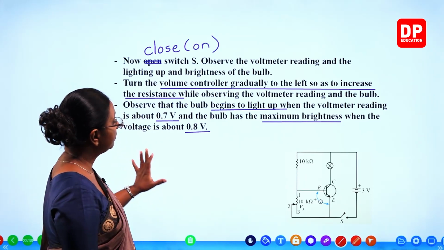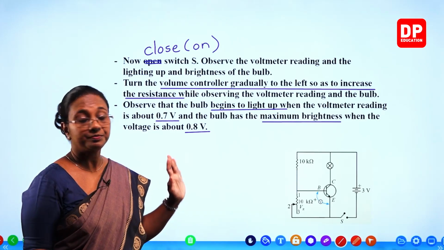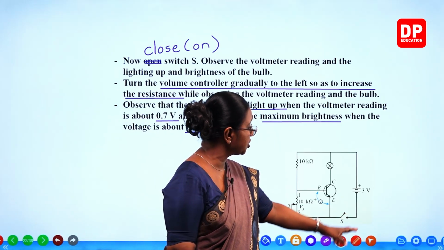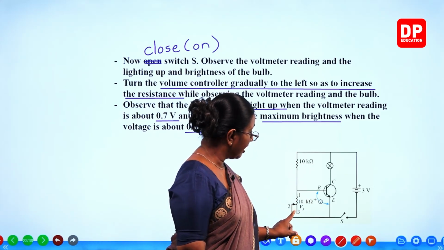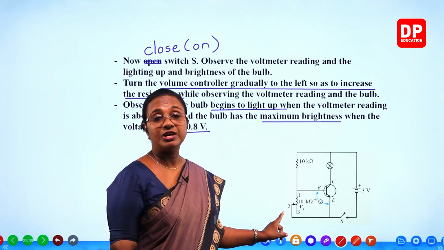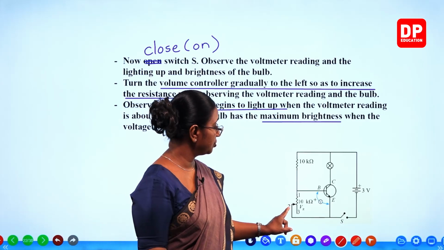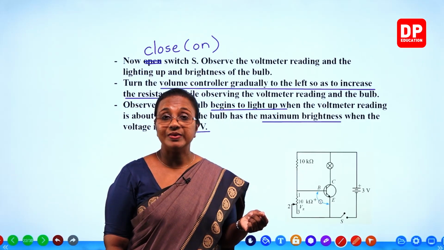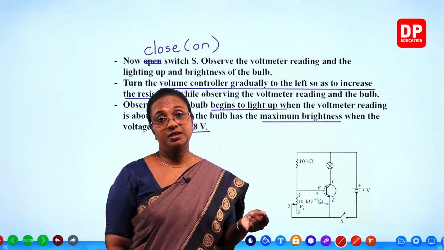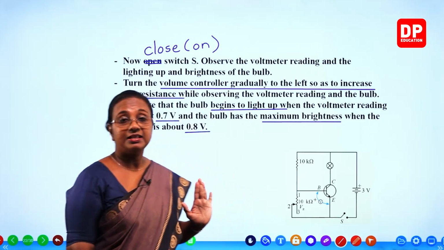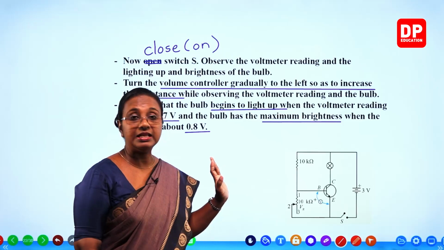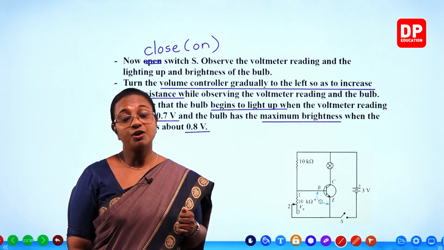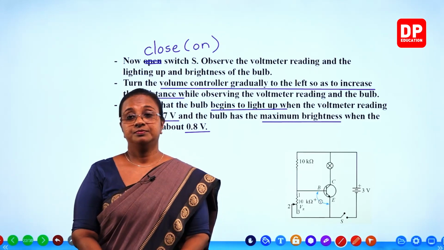So that is how we do the activity. And remember, when we turn on the switch, close the switch and observe while adjusting the volume controller, increasing the resistance only, you will see the bulb light and the brightness will increase gradually. So this is the activity, students. Now we will do it in the lab to understand the switching action of a transistor.